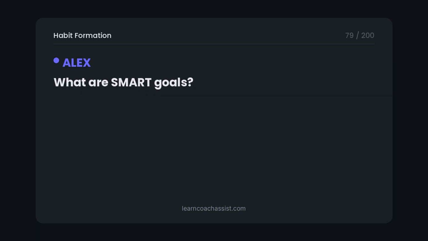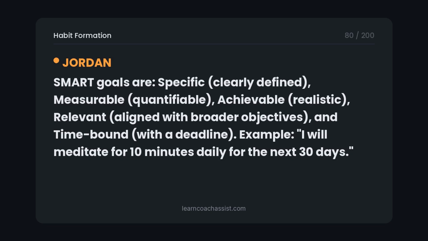What are SMART goals? SMART goals are specific, clearly defined; measurable, quantifiable; achievable, realistic; relevant, aligned with broader objectives; and time-bound, with a deadline. Example: I will meditate for 10 minutes daily for the next 30 days.